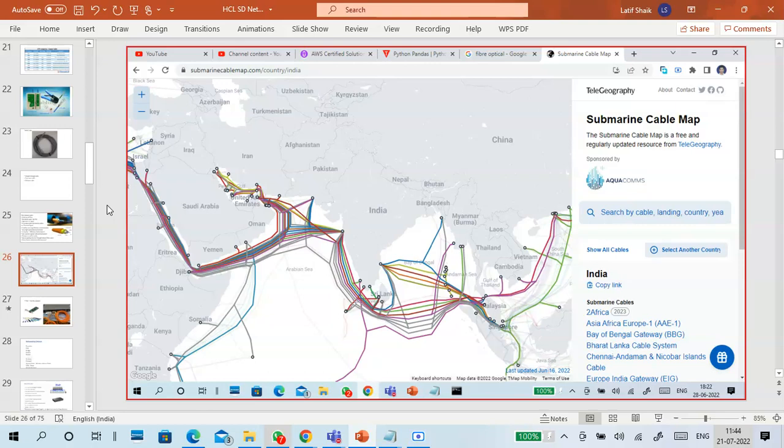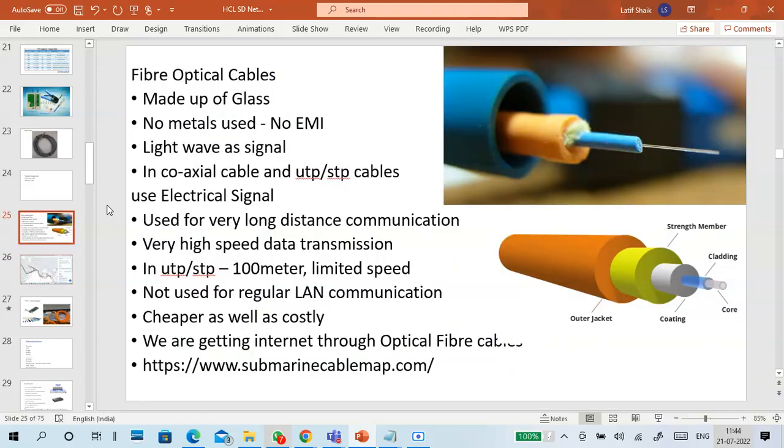So fiber optics are for very long distance communication. First is very long distance communication, and we use them for high speed data transmission, like 10 Gbps, not 1 Gbps, 10 Gbps, 20 Gbps, 30 Gbps, very high data transmission speed. And because it is made up of glass, it is not a metal, it is non-metal. Okay, it is a dielectric material, but still, it is a non-metal.